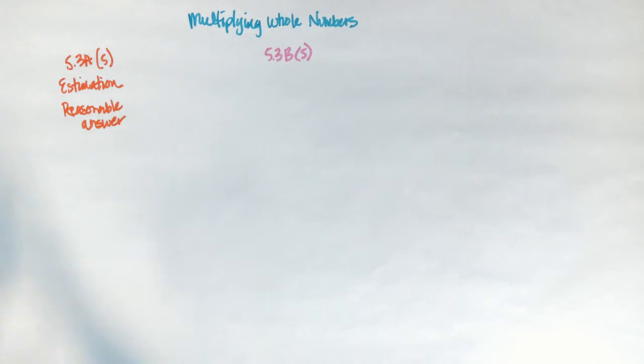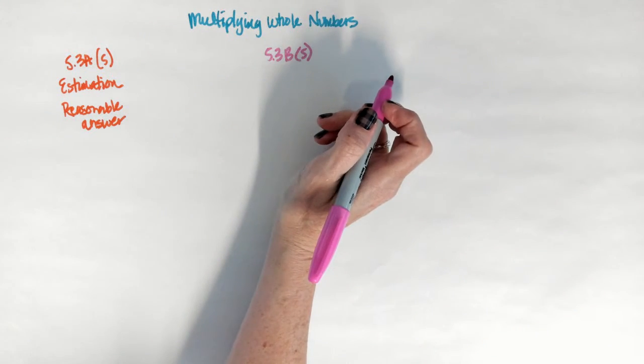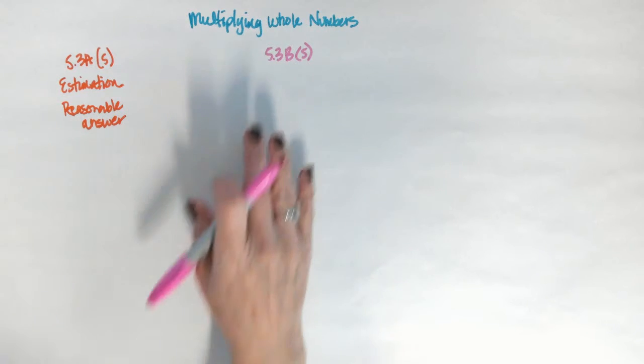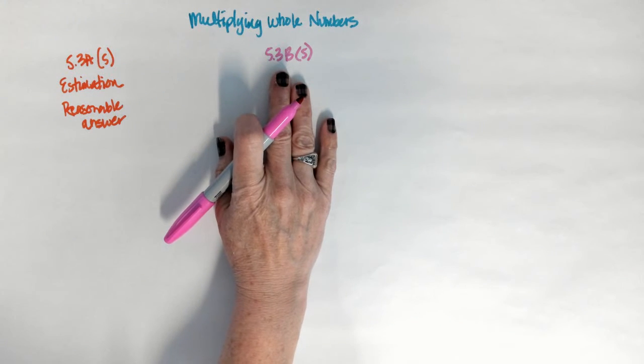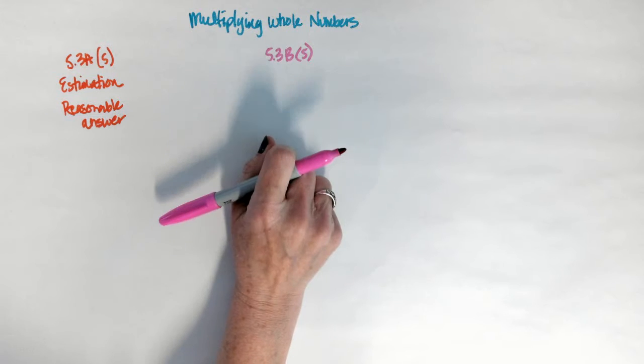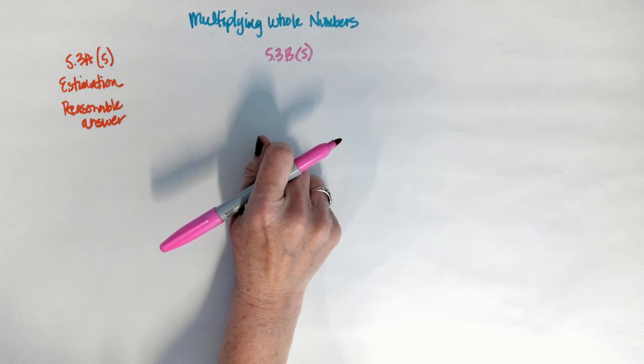Now, this is a supporting standard in this unit because it builds to 5.3e, which is our solving for products of decimals. So in 5th grade, 5.3b, multiplying whole numbers, is supporting that decimal unit. Well, then why do we do it separately? Well, we do it separately because the requirements of this standard grow from 4th grade to 5th grade.